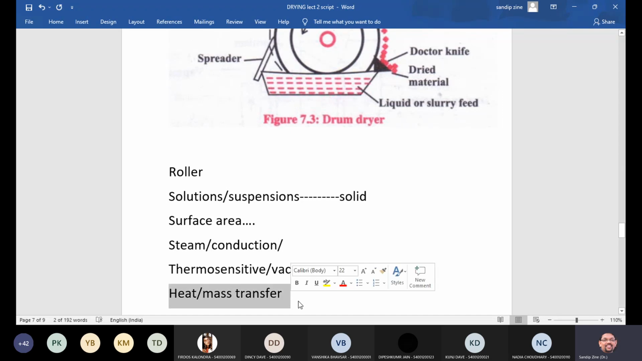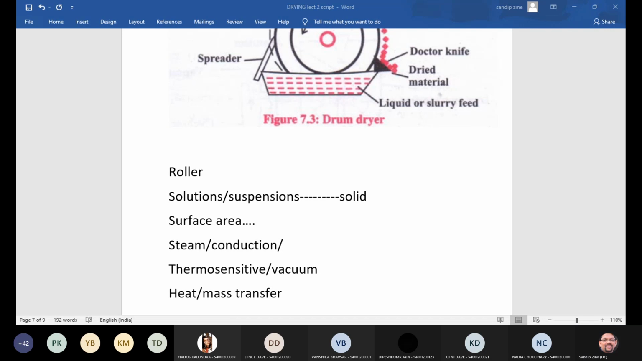So register these words in your mind, heat and mass transfer. So you can write these words in any kind of dryer description. So rapid drying takes place due to rapid heat and mass transfer. And then in disadvantages, we can quote that maintenance cost is high for such kinds of dryers.